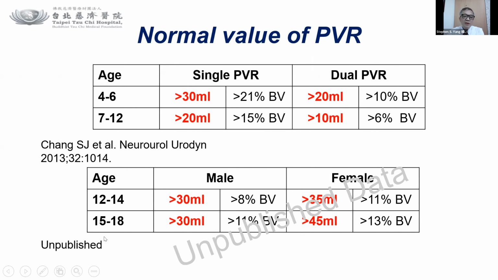And recently we checked the adolescent data: 12 to 14 years, could be 30 ml in males or 35 ml in females; 15 to 18 years old, 30 ml or 45 ml. So I think this normal reference of PVR could highlight the possibility of detrusor underactivity, and you should consider invasive study when necessary.